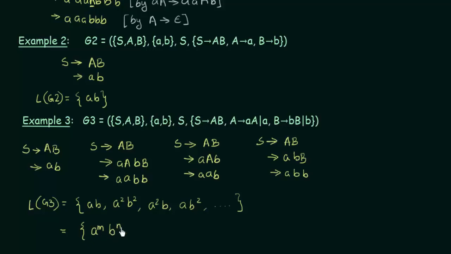Now why am I choosing different powers? I am choosing different powers because we see that in some cases the powers are the same, but in some cases the powers are different. Like for this, the power of a is 2, but the power of b is 1. So they could have different powers. So I'll say that the language generated by grammar G3 is the strings of the form a to the power m, b to the power n, for all m greater than or equal to 0 and n greater than or equal to 0. So this is a generalized way in which we can write the language that is generated by the grammar G3.